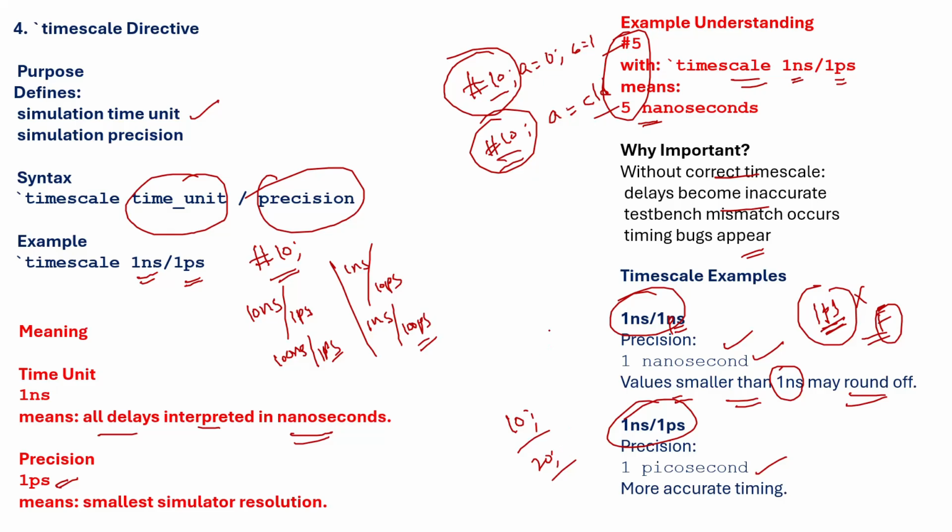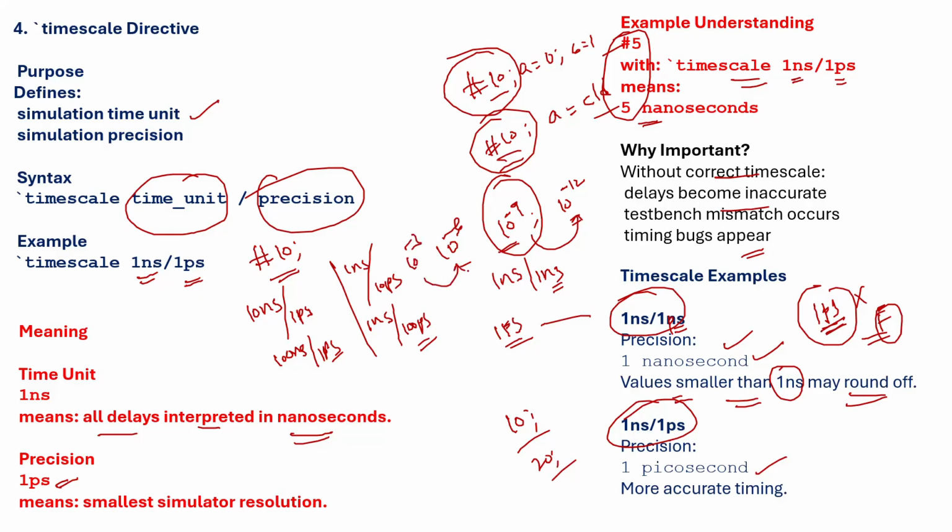Any doubt in this, 1 nanosecond by 1 nanosecond and 1 nanosecond by 1 picosecond? See, here 1 nanosecond by 1 nanosecond is considered, which means the precision values will be below 1 picosecond. Nano means 10 to the power of minus 9, and pico means 10 to the power of minus 12. So nano is the highest value compared to pico, micro is the highest value compared to nano, and milli is the highest value compared to micro, right?